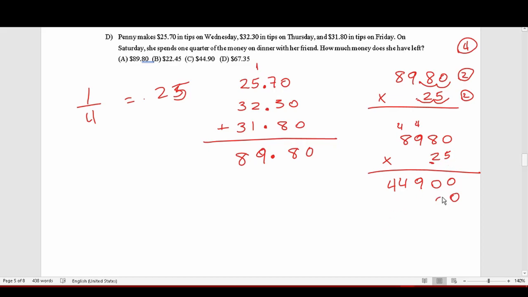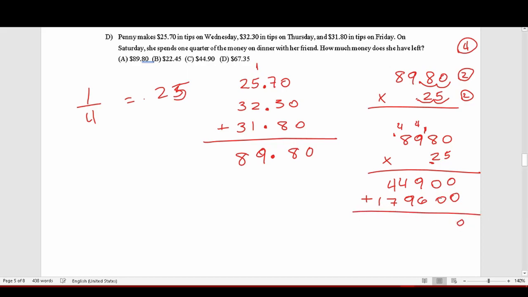2 times 0 is 0. 2 times 8 is 16. Carry the 1. 2 times 9 is 18. Plus 1 is 19. Carry the 1. 2 times 8 is 16. Plus 1 is 17. So let's go ahead and add.